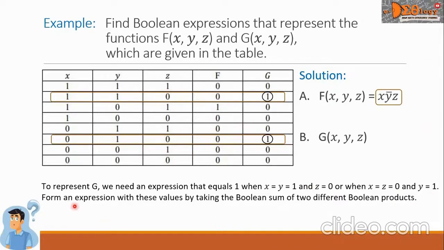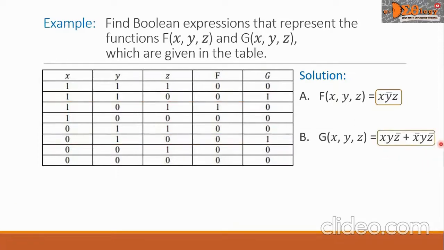So we are going to form an expression with these values by taking the Boolean sum of two different Boolean products. So for our first line here, this will now be represented by x times y times z bar, then plus the second line, x bar times y times z bar. This is our final answer.